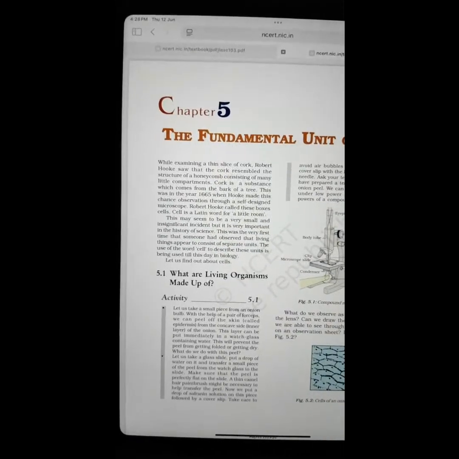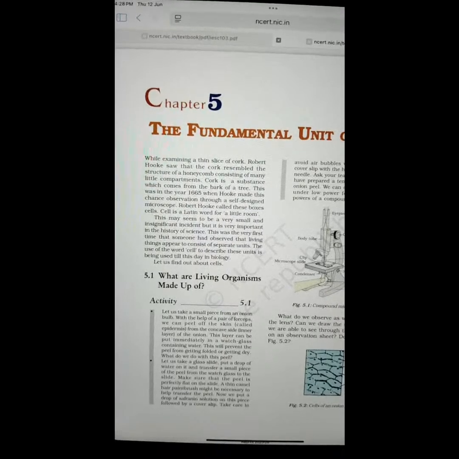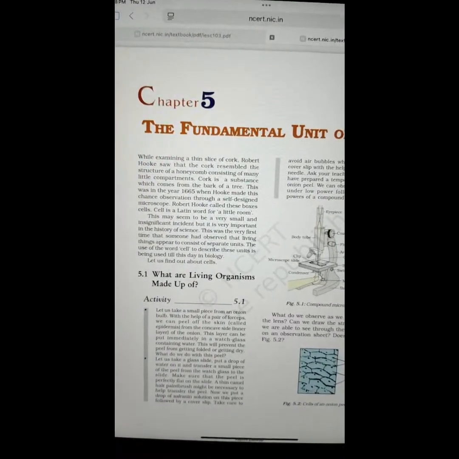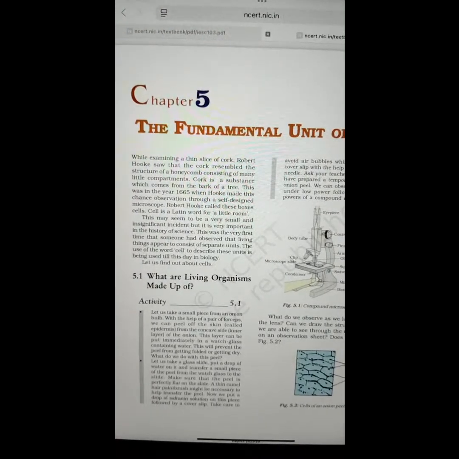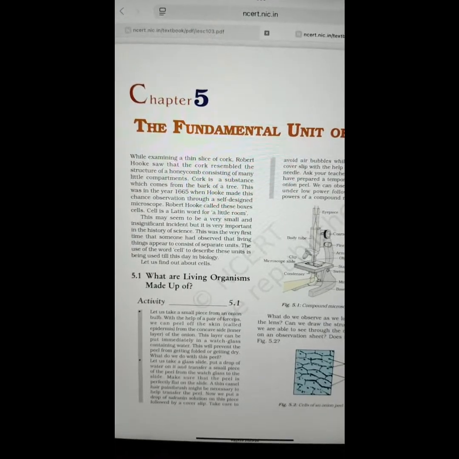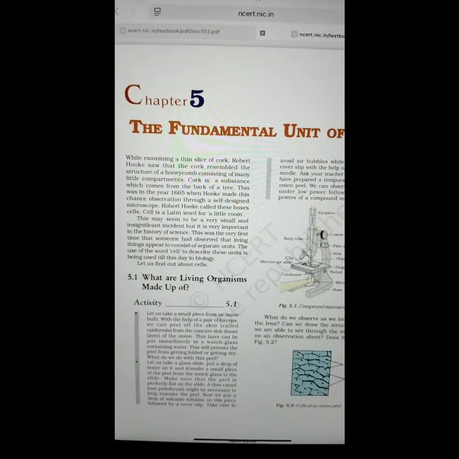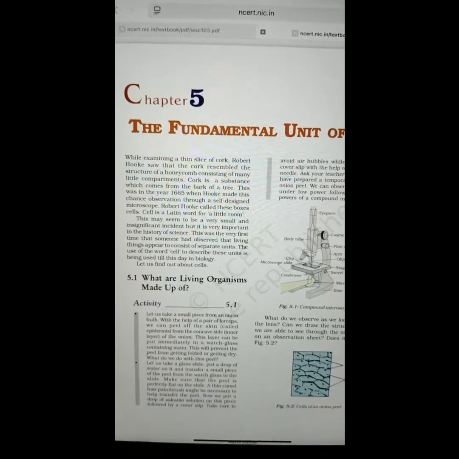Let's start. While examining a thin slice of cork, Robert Hooke saw that the cork resembled the structure of a honeycomb consisting of many little compartments. Cork is a substance which comes from the bark of a tree. This was in the year 1665 when Hooke made this chance observation through a self designed microscope. Robert Hooke called these boxes cells. Cell is a Latin word for a little room.